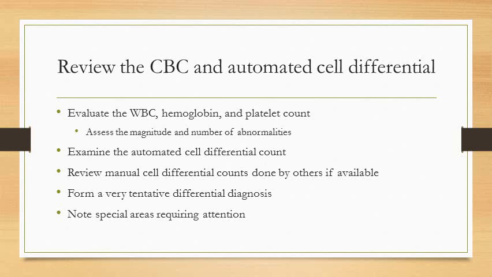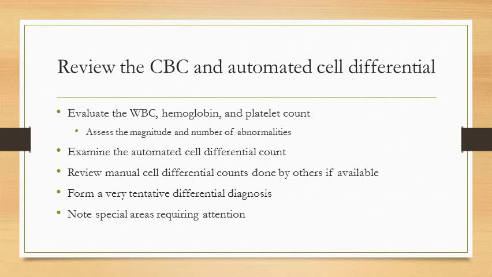Next, examine the automated cell differential count, where you can get an idea of what, in general, the machine is thinking the cells are. You can note any flags, like immature cells, things like that. Review the manual differential counts done by other people if that's available. Sometimes you're not the first person to be looking at this, so you can get an idea of what other people think that the differential looks like. And then form a very tentative differential diagnosis based on these findings.